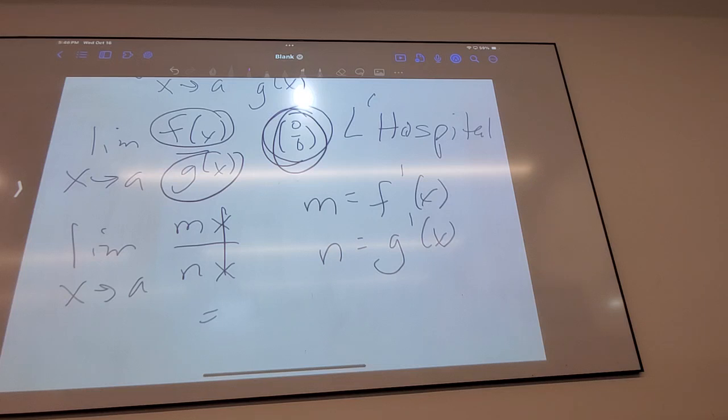What's the limit? F prime of X... yeah, it's M over N, which is F prime of X over G prime of X, yes. Well, it should be A and A, but okay.